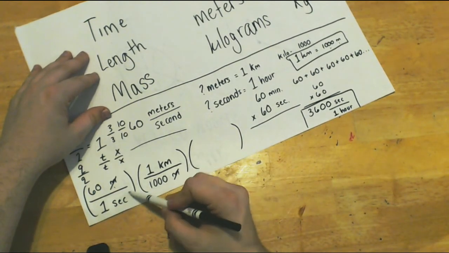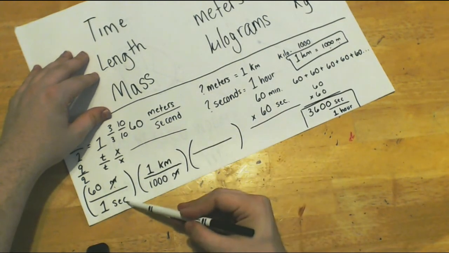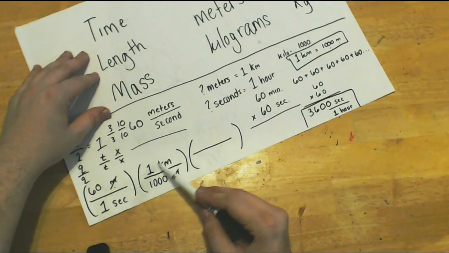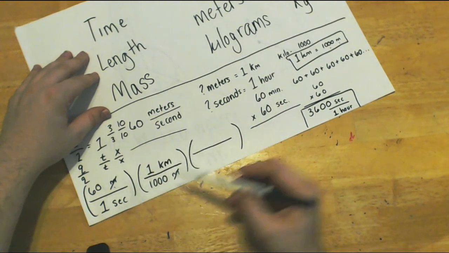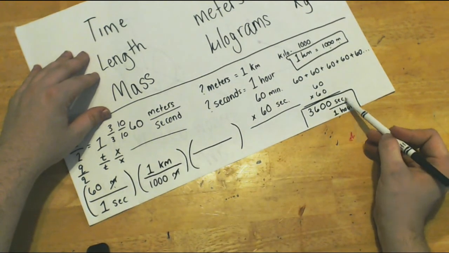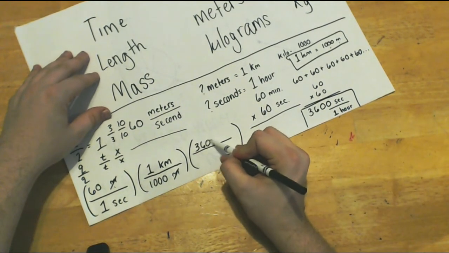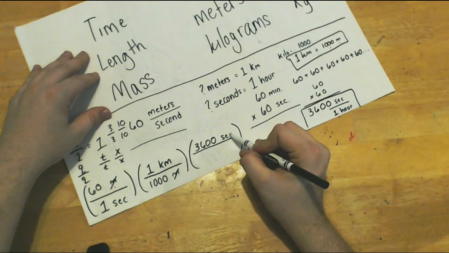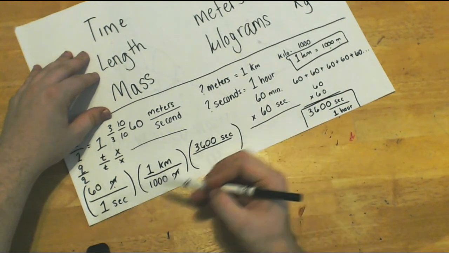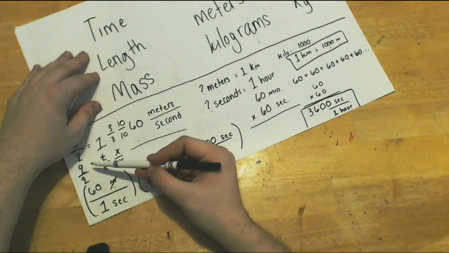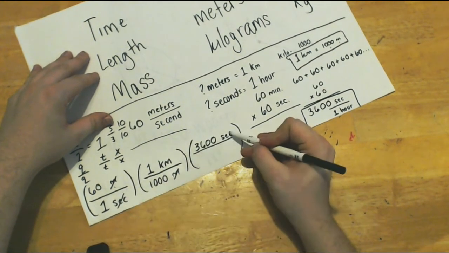So we need to cancel out seconds as well. What does that mean? It means that if I've got seconds on the bottom over here, somewhere in my dimensional analysis up here, I need to have seconds on top. So I've got seconds over here, 3,600 seconds per hour. I'm going to put that up here. And the only reason I know to put that up here is because I have seconds, and I have seconds. And seconds divided by seconds, just like Q divided by Q, equals 1. So they cancel out. I'm going to cancel those out right here.